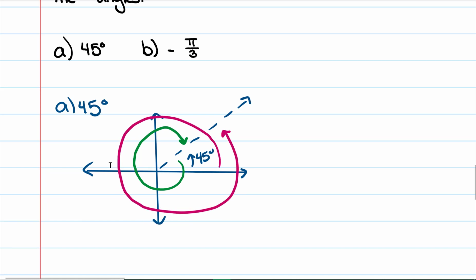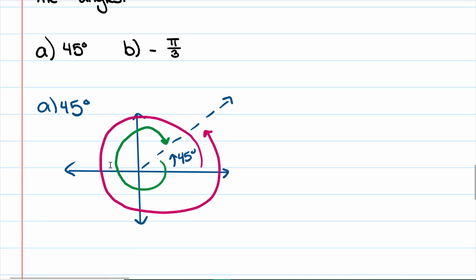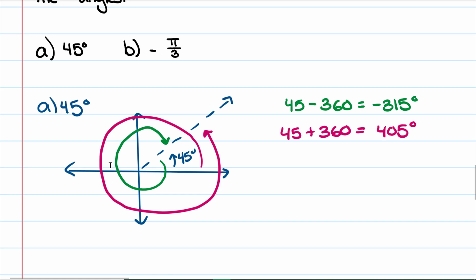My goal now is to figure out the value of those angles. To find the green one, you do 45 minus 360, and you get negative 315 degrees. And to find the pinkish one, you do 45 plus 360, and you get 405 degrees. All right, now let's do B.